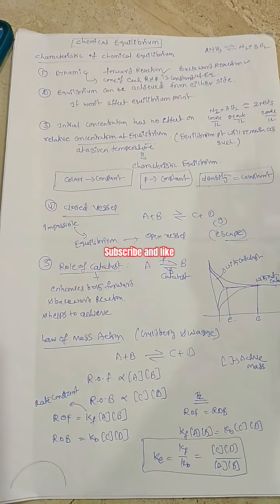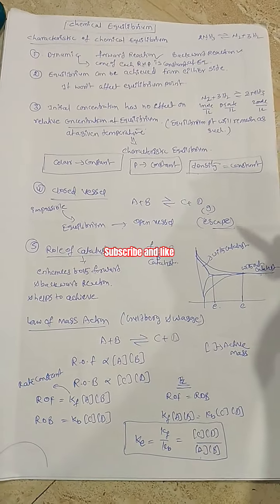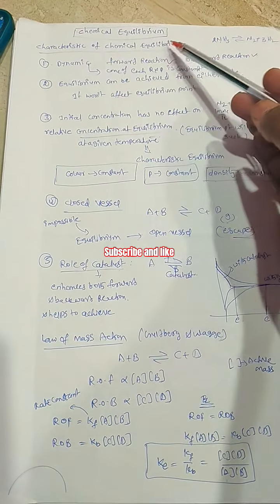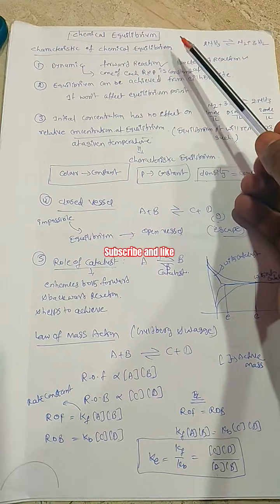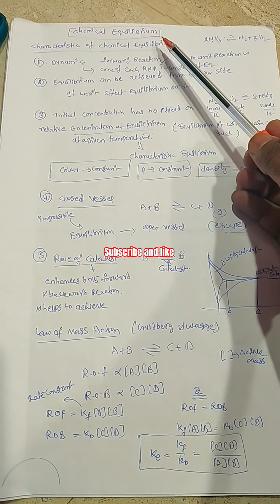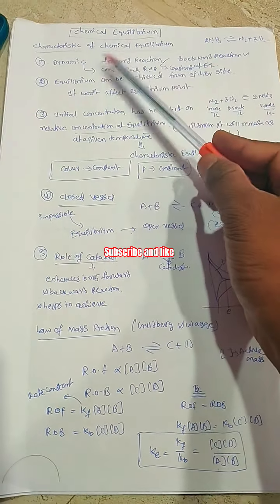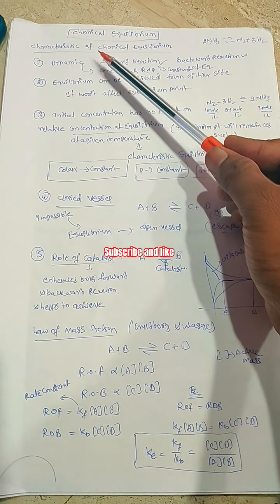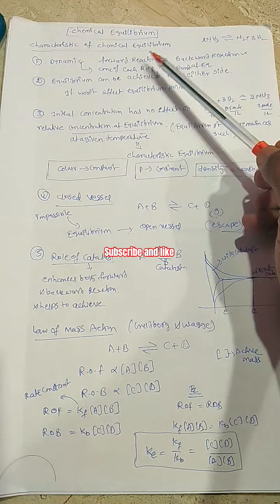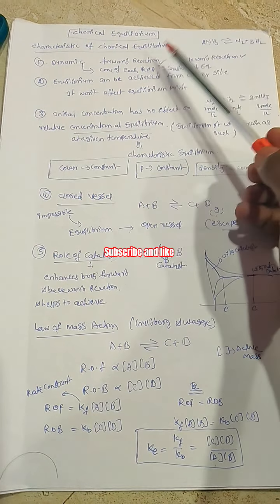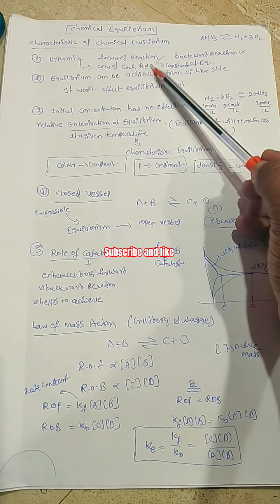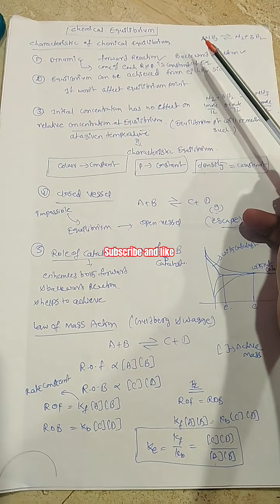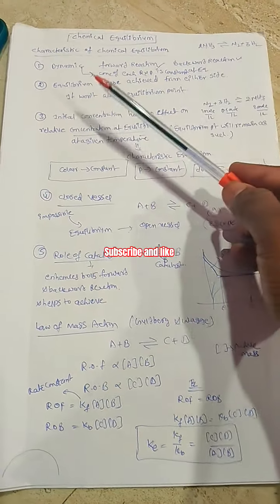Good evening, friends. Now I want to explain about chemical equilibrium, that is, the characteristics of chemical equilibrium. What are the characteristics of any chemical equilibrium? First, chemical equilibrium is dynamic in nature, meaning the forward reaction rate is equal to the backward reaction rate. The concentration of each reactant and product is constant at equilibrium. That's why it is dynamic in nature.